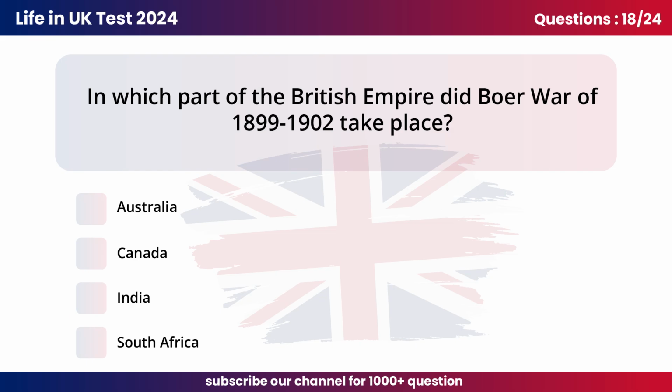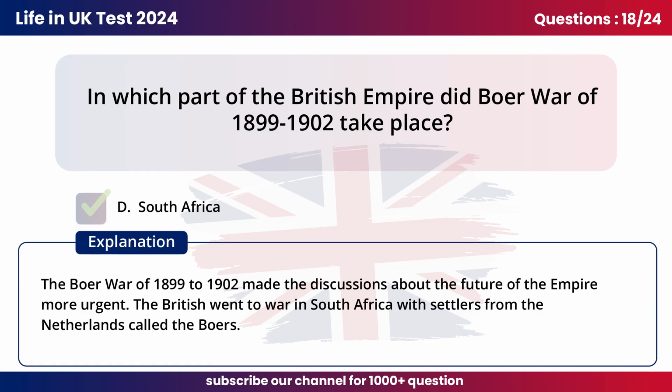Question 18. In which part of the British Empire did the Boer War of 1899 to 1902 take place? D. South Africa. The Boer War of 1899 to 1902 made the discussions about the future of the empire more urgent. The British went to war in South Africa with settlers from the Netherlands called the Boers.